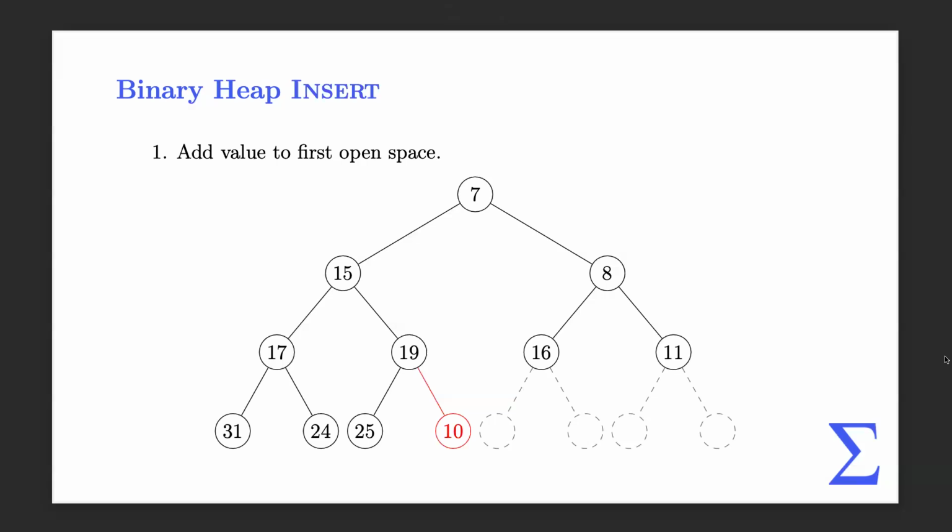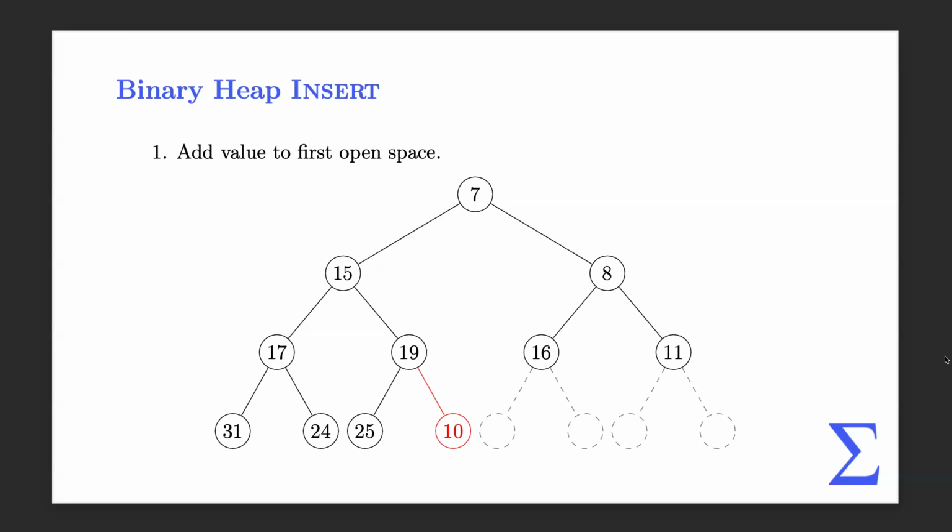If we think about insert, the first function that we need for this to be a priority queue, we just add it to the end of the array, which is the first open space in the tree. That satisfies the property that it's complete, right? You're just adding it to the end. But then it invalidates the heap property that it gets larger the deeper you go, because 10 is smaller than 19.